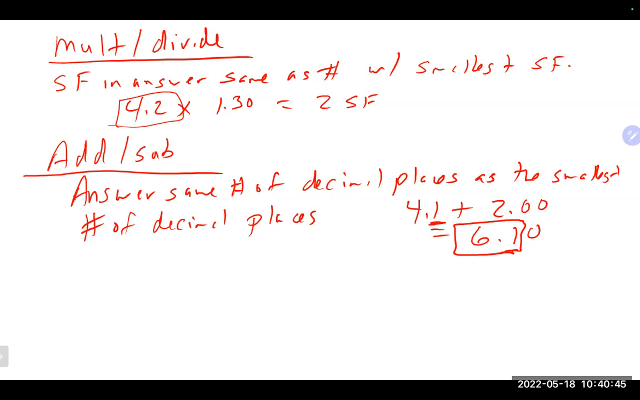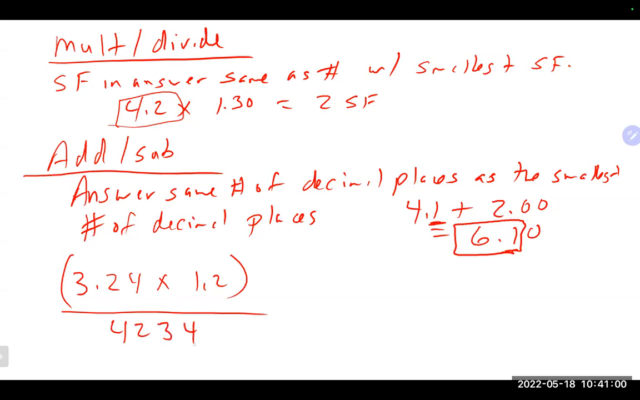Okay, so lastly, in this chapter, as Mark was talking about, if you're doing multiple steps, obviously we would do this part first and we want to keep track of our sig figs, and then do this part next. But again, I wouldn't round until the very end there.